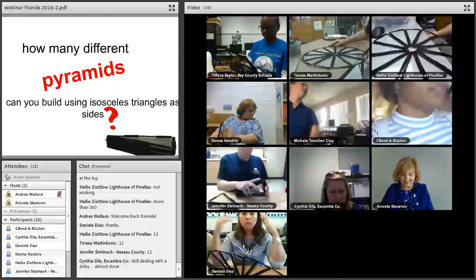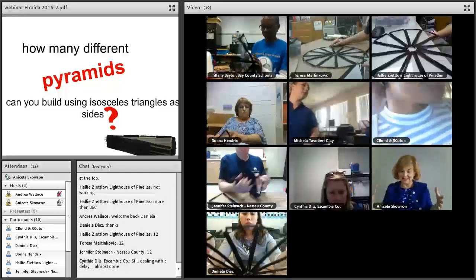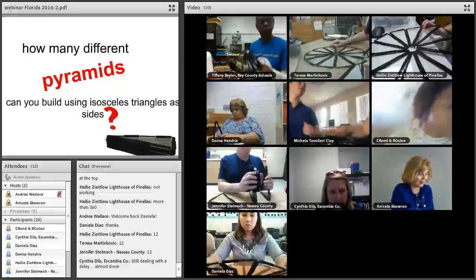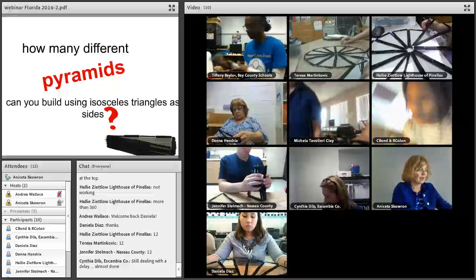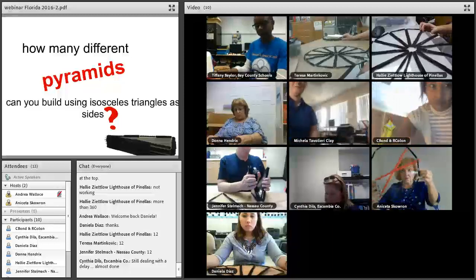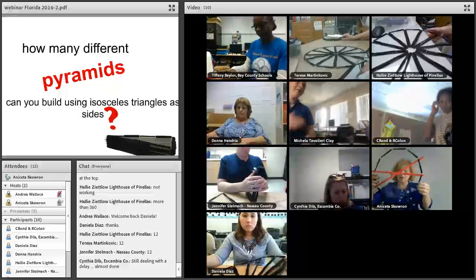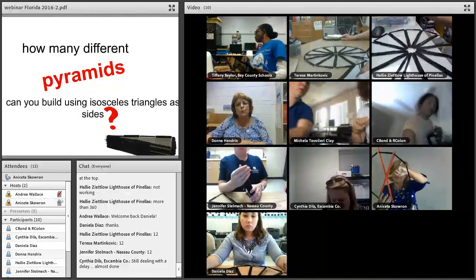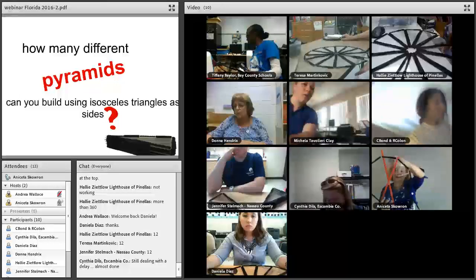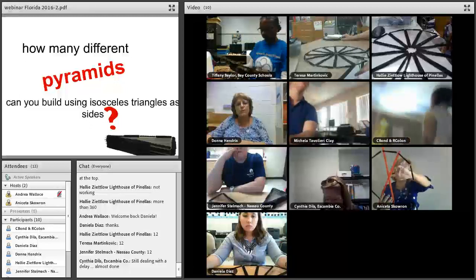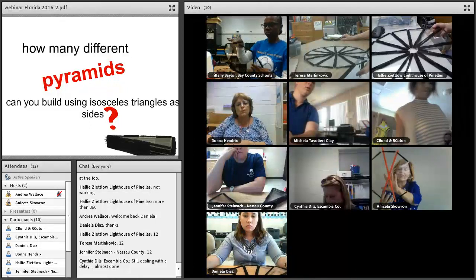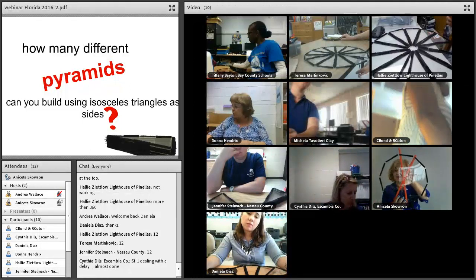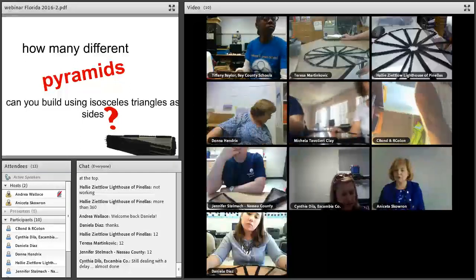So you can see that for every base, there is a limit on how many pyramids you can build. If you want to use this shape for the bottom, then the smallest pyramid triangle that you would have to use is this. If you use exactly this triangle, then you would have a flat shape. And all triangles that are bigger than that will produce a pyramid.